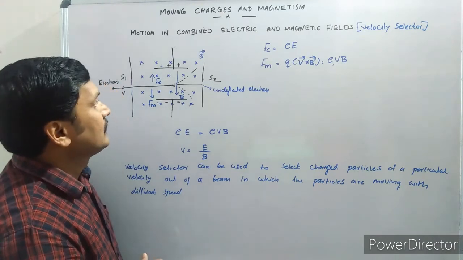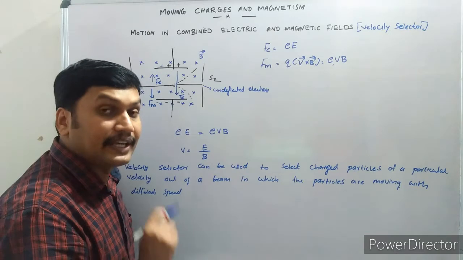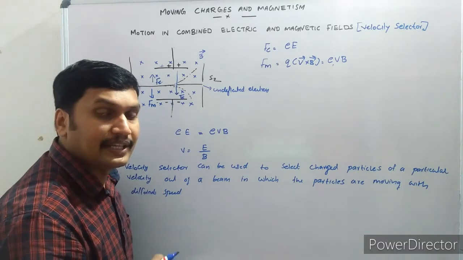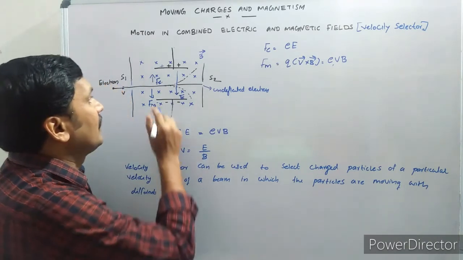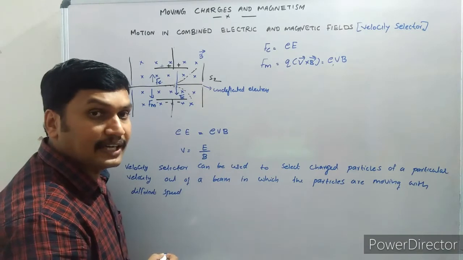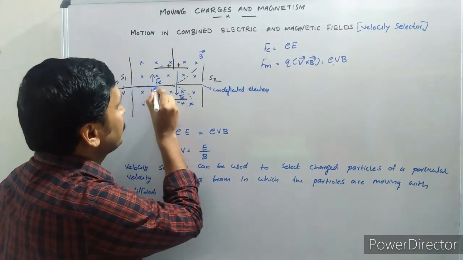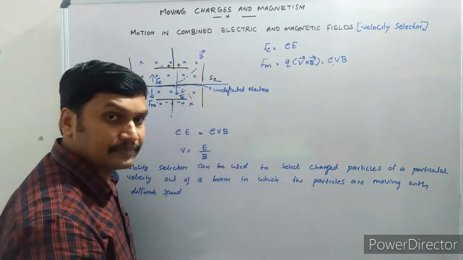So we can see that once the electric force and the magnetic force are equal, the net force acting on the charge is zero. So we can say if the net force acting on a charge is zero, it will continue its path. It does not deflect from its actual path. The charge will move through the actual path.